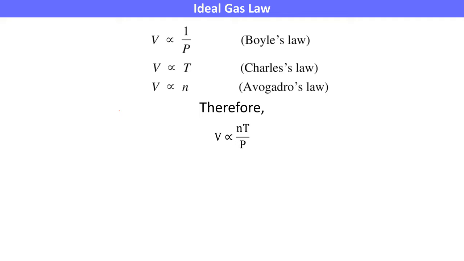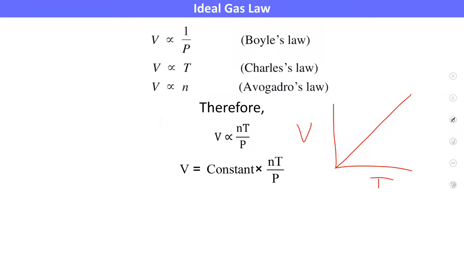Proportional is another way of saying that if you plot volume versus any of those others, but let's just call it temperature, you would get a straight line that goes through the origin. So in other words, another way of writing that volume is proportional to all these variables is to say volume is equal to a constant times all these variables. The constant is just the slope of this line.